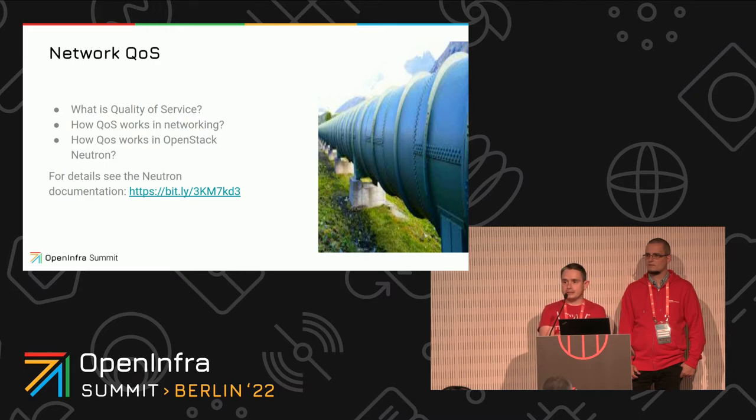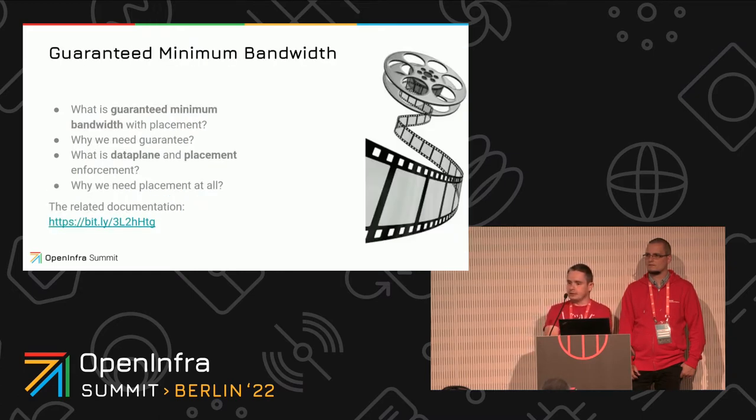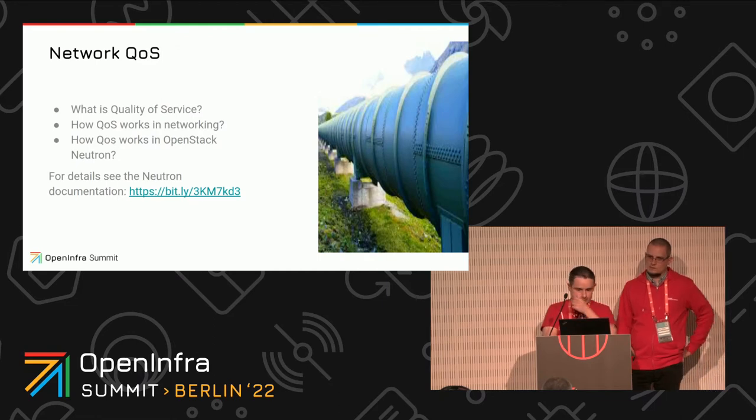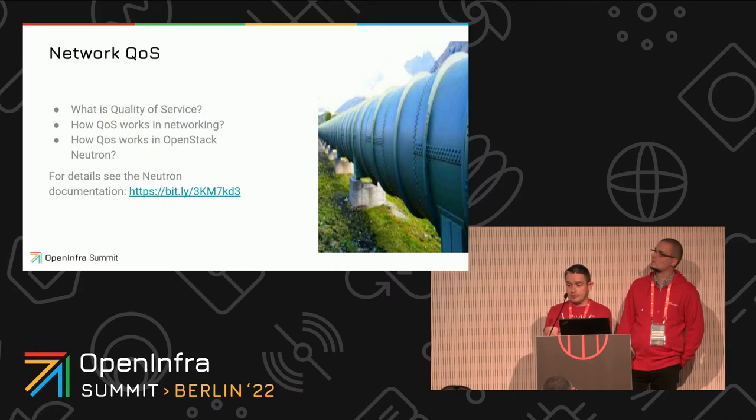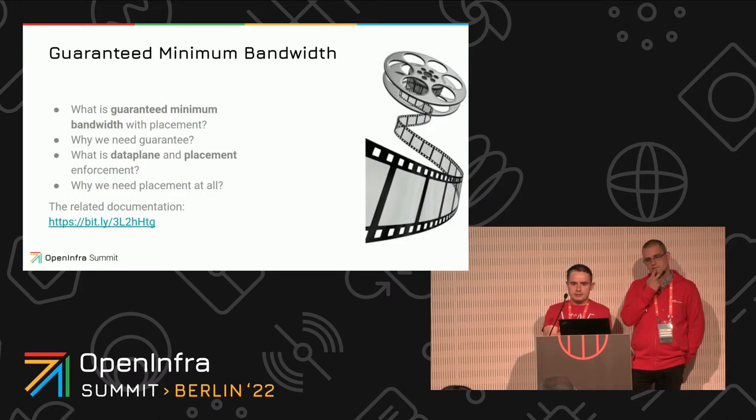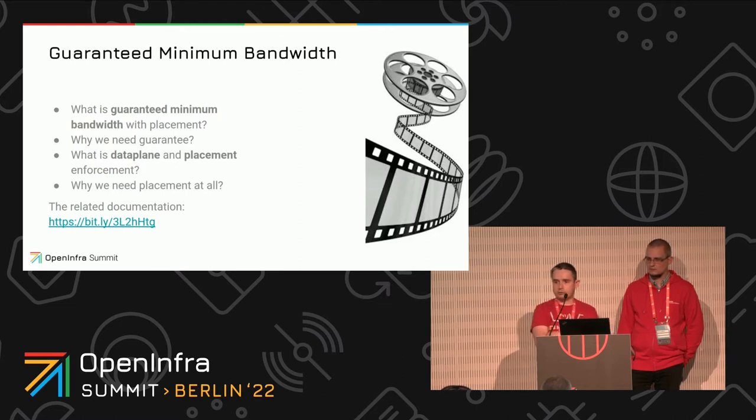The first one is the bandwidth limit, to limit the bandwidth of your ports, networks, or floating IPs, and your applications can use that limited bandwidth only. The second one is the DSCP, or differentiated services code point marking. That is to mark the traffic on your ports or networks or floating IPs, and other network devices can treat that traffic with higher or lower priority and forward those packets based on that.